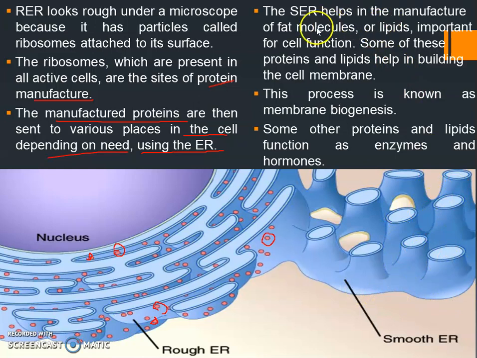So they help in the manufacture of fat globules or lipids, which is important for cell function. For the cell to function properly, the endoplasmic reticulum manufactures the structures called fat globules or lipids.